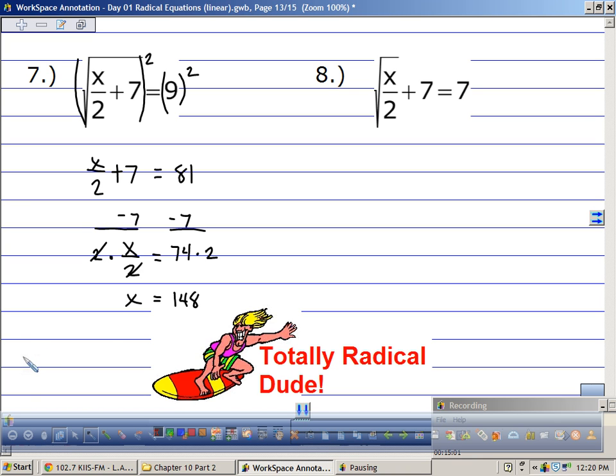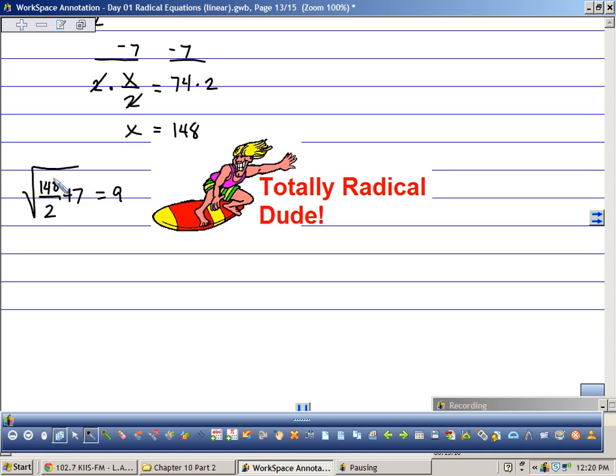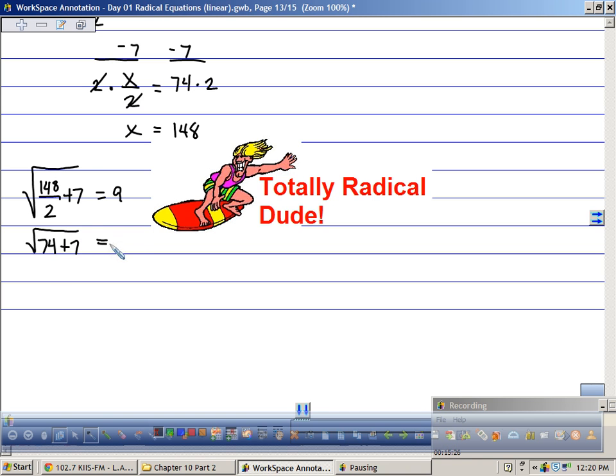Let's check it. If I have 148 and I divide it by 2 and I add 7 and take the square root, will I get 9? 148 divided by 2 is what? 74. We have the answer above us. 74 plus 7. And 74 plus 7 is 81. Does it check? Yes. It checks.